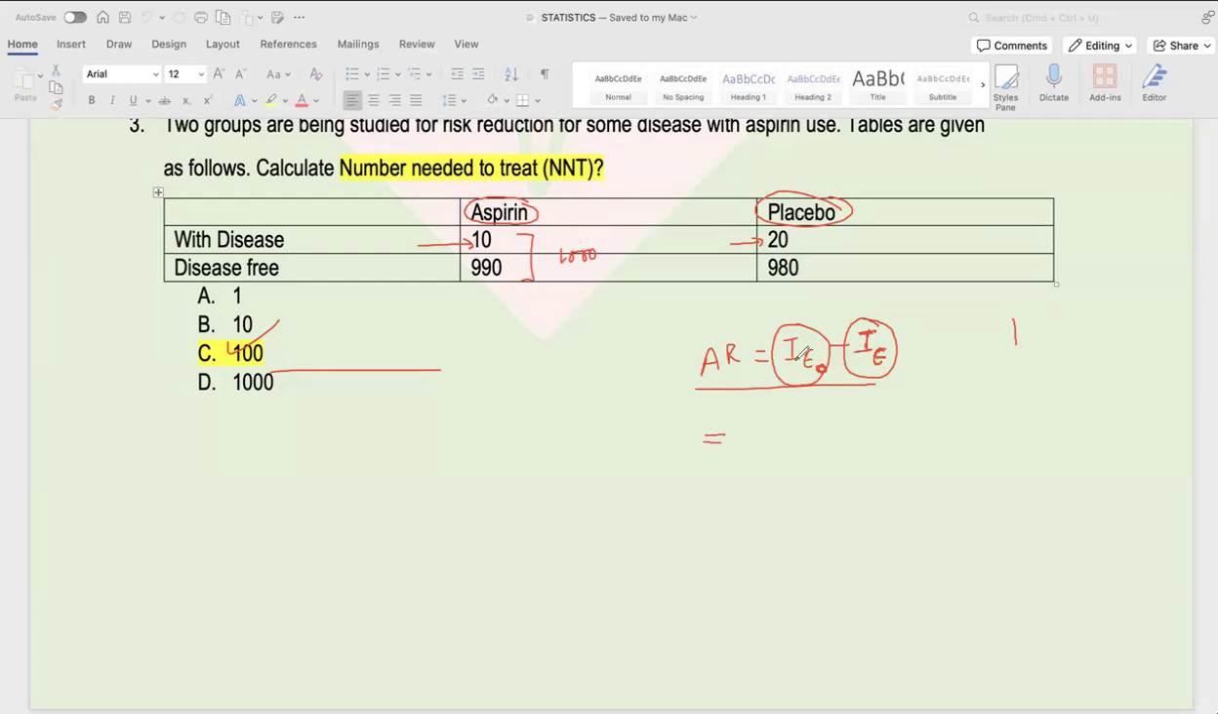What is the incidence rate of the disease in the non-exposed group? Non-exposed, out of 1,000, 20 people have got the disease. That's the incidence.